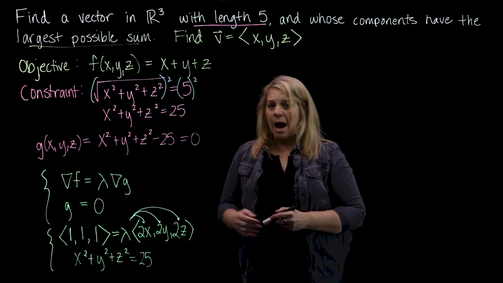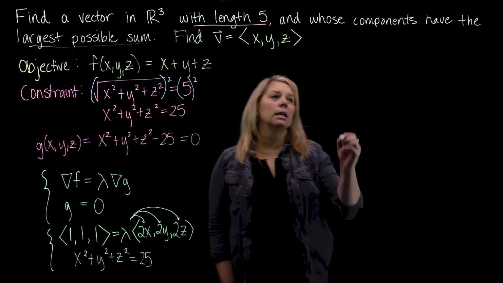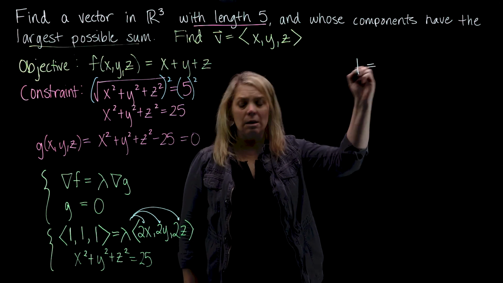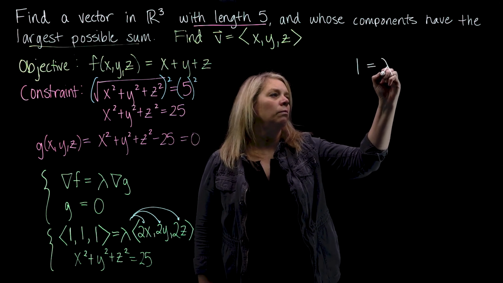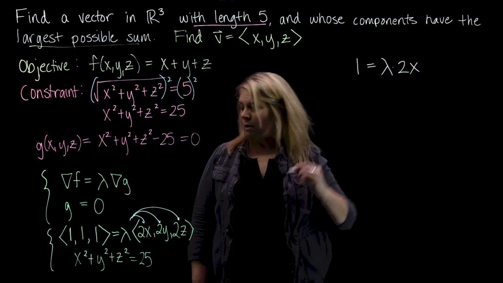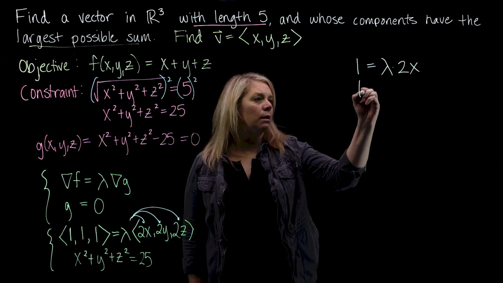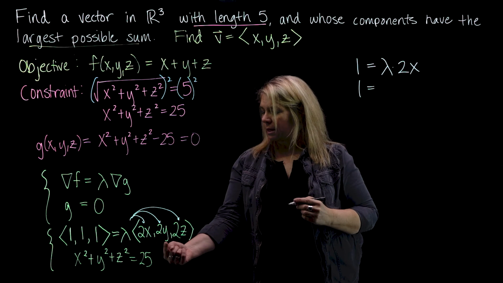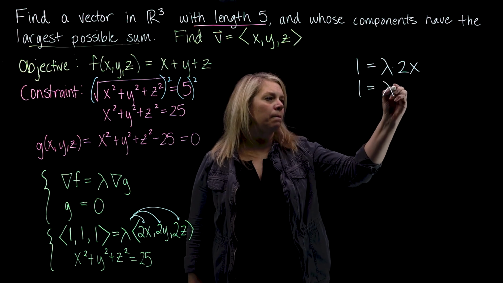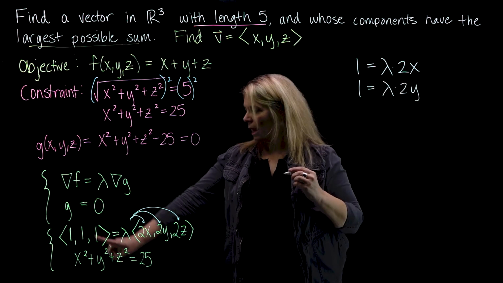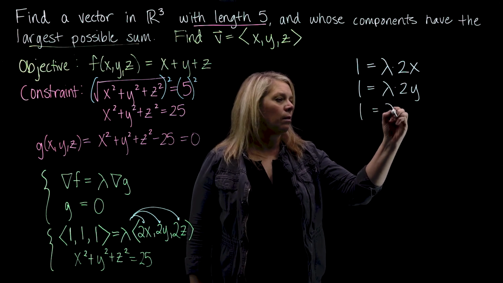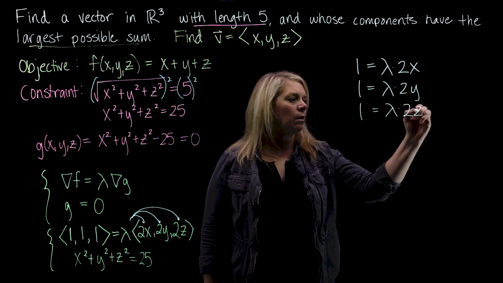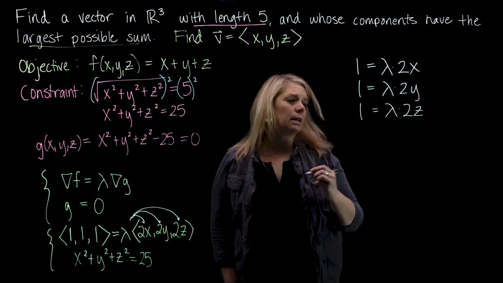So the system that I'm actually going to end up solving is going to be 1 equals lambda times 2x. And then 1 equals lambda times 2y. And 1 equals lambda times 2z. And then this is the fourth equation.